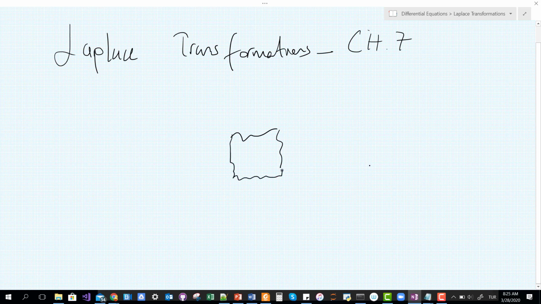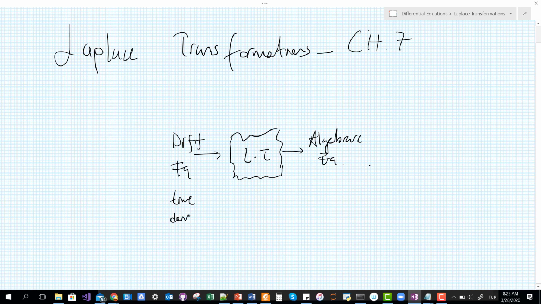Laplace transformation is kind of a machine, guys. So you can put something into it and then you can get another thing. What we're going to put here is going to be the differential equation, and then what we expect to get is going to be an algebraic equation. So here we have the Laplace transformation. Most of the time the left-hand side will be called the time domain or the t domain, and then the right-hand side will be called the s domain or the frequency domain.